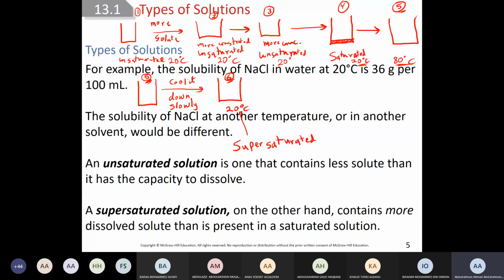But you have to do it very, very slowly. And don't shake. No shaking of the beaker. Don't shake the beaker. No shaking, and do it very slowly. Now, how can you tell it is supersaturated?